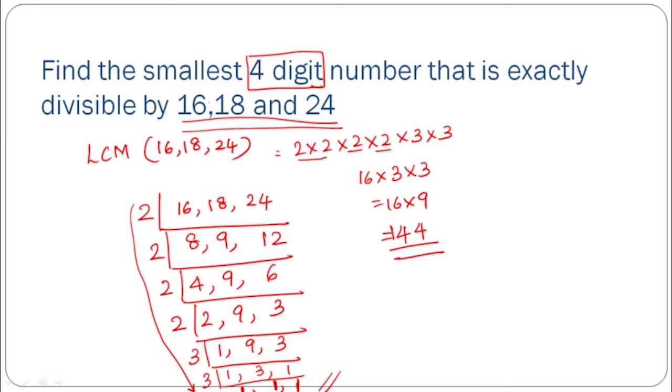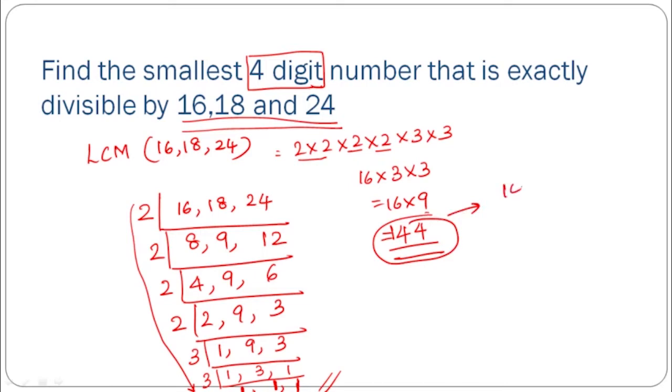Now the question is, find the smallest 4-digit number that will exactly be divisible by 16, 18 and 24. What we have to remember here is that I have found out the least common multiple, which is 144, and all the multiples of this 144, right?